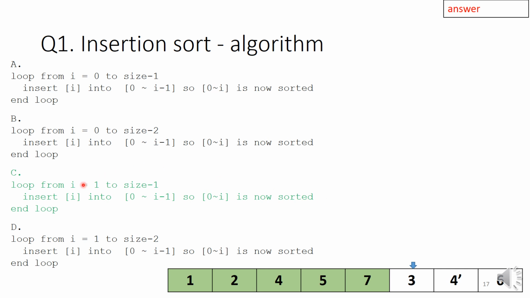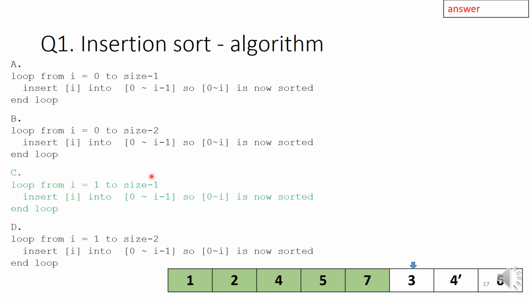Insert element at I into the sorted region from index 0 to I minus 1. I starts from 1 till the last element.